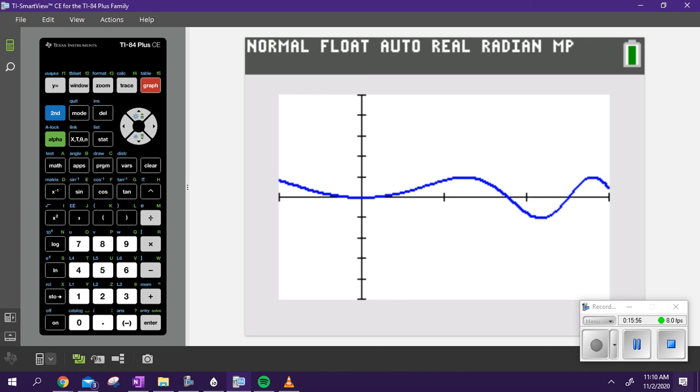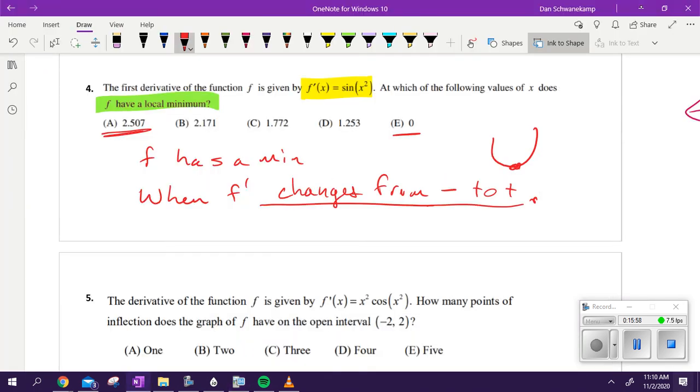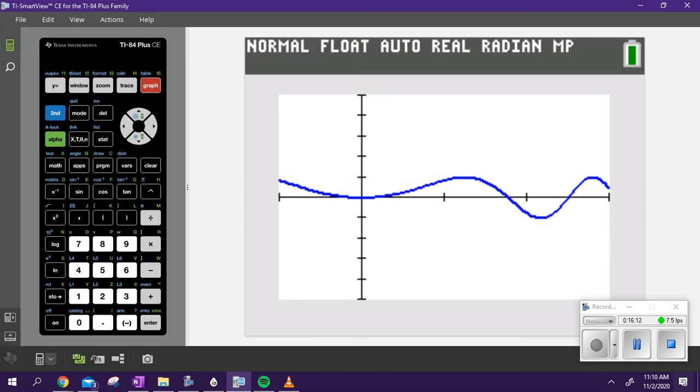There's my graph. The question was, when do I have a local minimum? When do I have a local minimum? And again, we already wrote down what we're looking for. We're looking for when f prime changes signs from negative to positive. Tell me now, when does that local minimum happen? Everybody ready? Look at the screen. Tell me now. Ready?